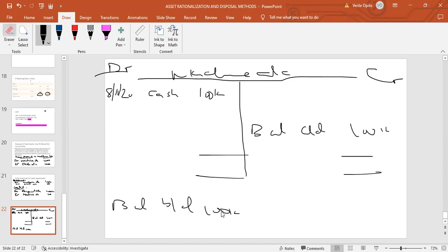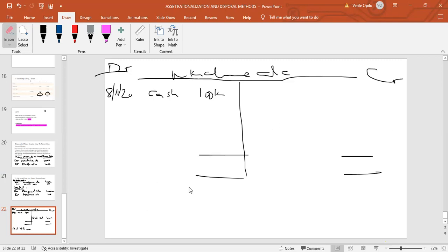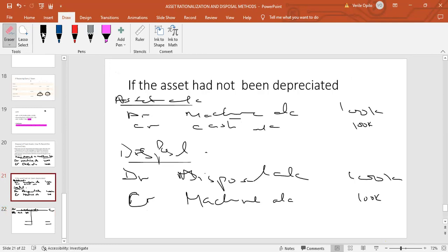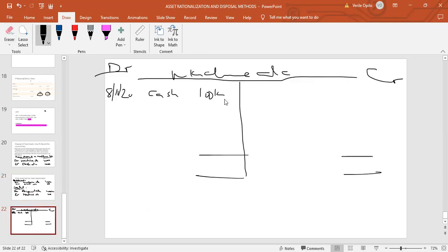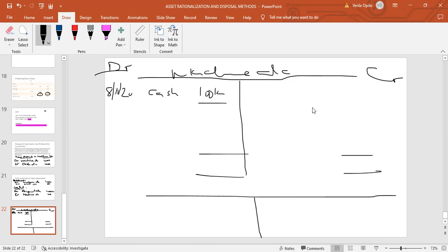But now you dispose of this asset during the year. We say that when you dispose of the asset, then you will credit the machine account. So you come here and show that now we're disposing of this asset, and maybe you're disposing of the asset at the same price at which you bought it. Maybe you've not depreciated it, the value is still the same. In this case, you close off this account by crediting the machine account and show that this one is being disposed of, and it had a value of 100,000 Kenya shillings.